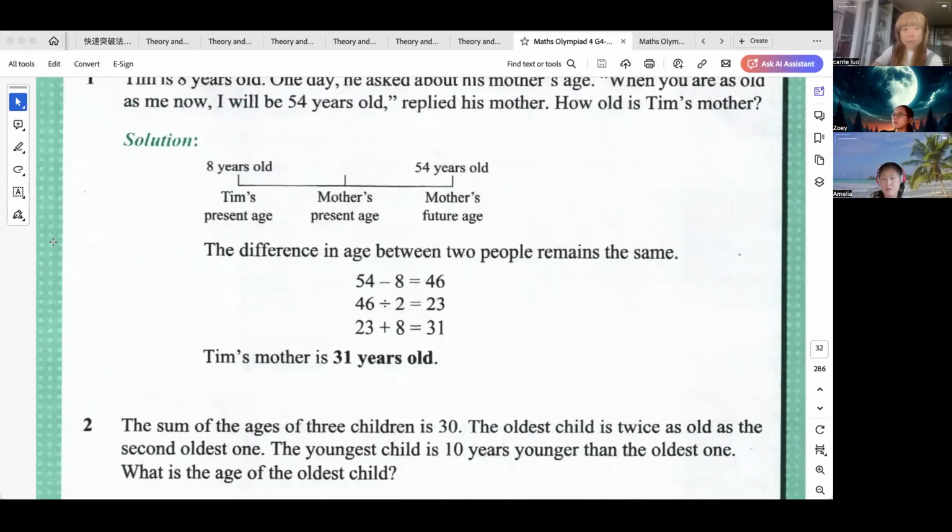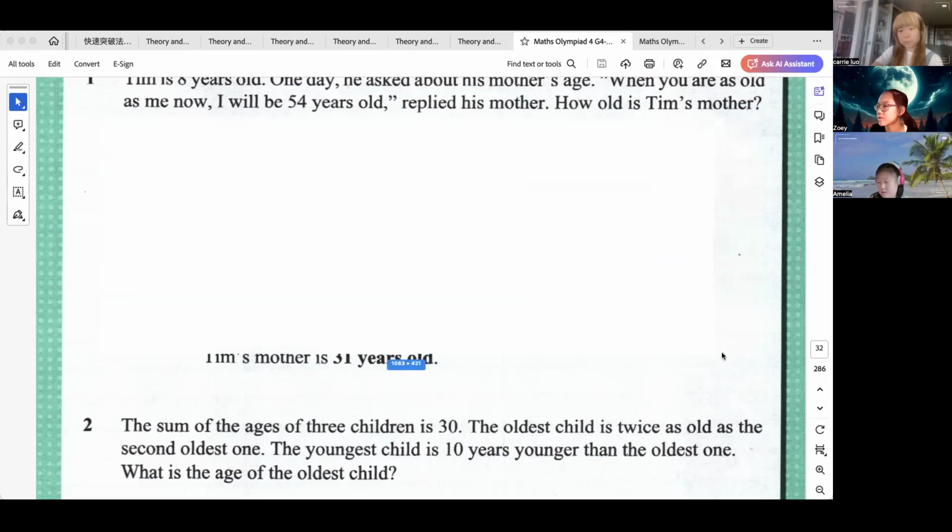Okay, so number 2, Zoe, do you mind reading the question for me? The sum of the ages of three children is 30. The oldest child is twice as old as the second oldest one. The youngest child is 10 years younger than the oldest one. What is the age of the oldest child? Okay, so can you do this question?